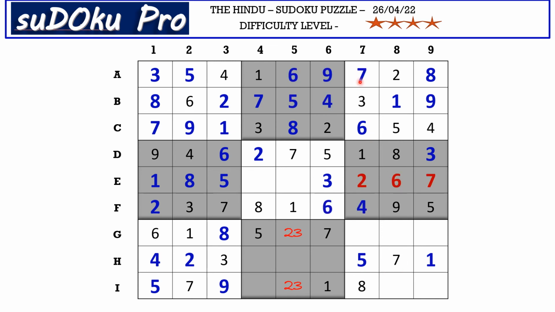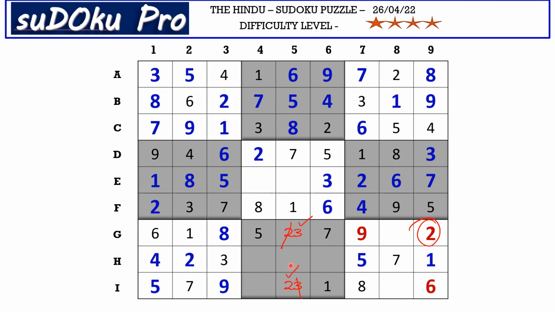In column 7, the only missing number is 9. In column 9, the missing numbers are 2 and 6. There is a 6 blocking from here. So G9 takes 2 and I9 takes 6. This 2 cancels out the 2 here. So G5 is 3 now and I5 is 2.